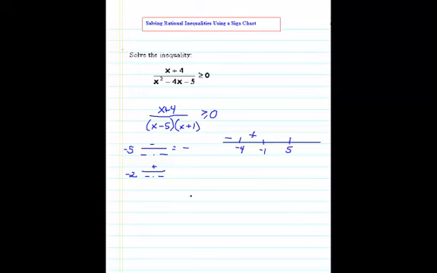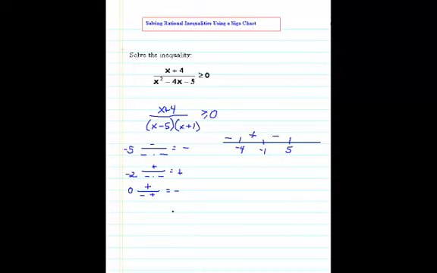Between negative 1 and 5, I think I'll choose 0. 0 plus 4 is a positive number. 0 minus 5 is a negative number. 0 plus 1 is a positive number. This denominator is going to be negative, so we'll have positive divided by negative, which is a negative. Now I'm going to fill that negative in over here in my sign chart. Any number in between there would be negative.